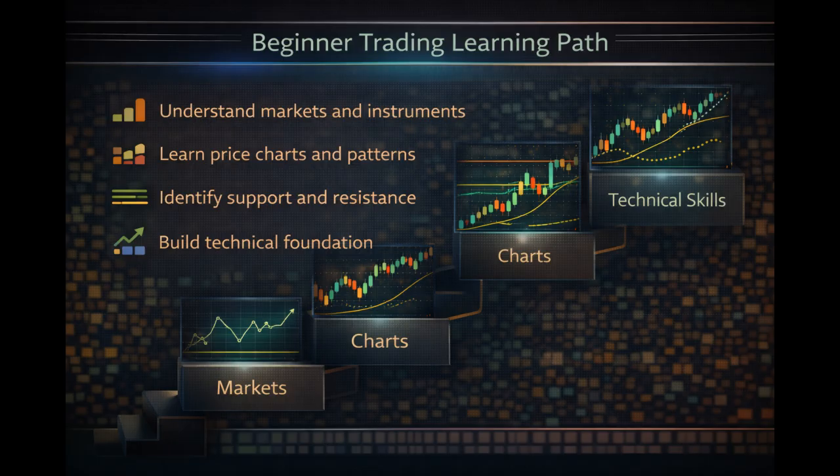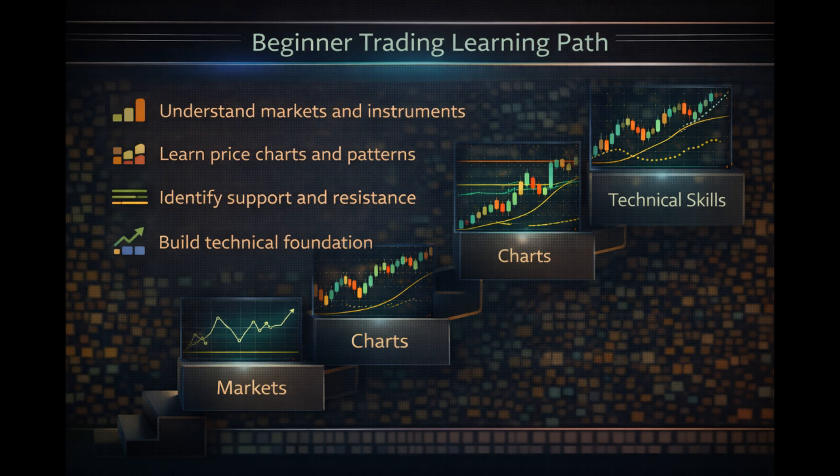Interns should begin by studying common chart types such as line charts, bar charts, and candlestick charts. They should learn how to interpret chart patterns and identify important concepts such as support and resistance levels. For example, if Bitcoin repeatedly falls to $70,000 and then rises again, this price level may act as a support level. Recognizing such patterns helps traders anticipate potential price movements.